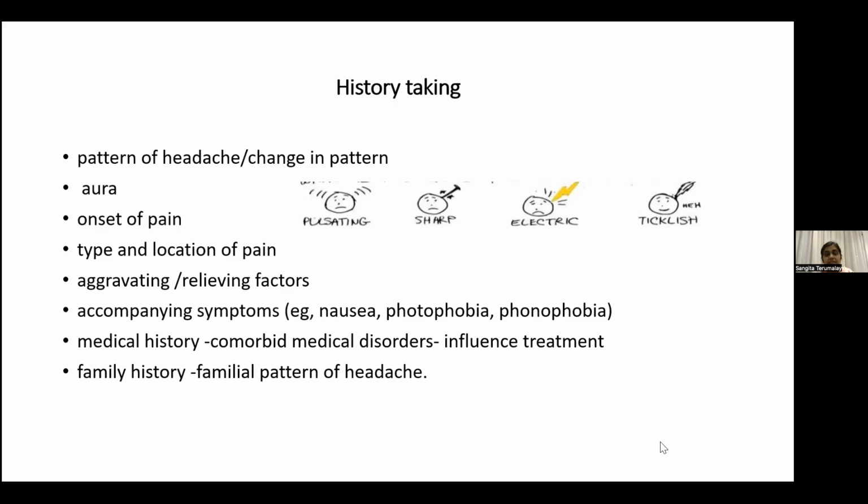Also take history of whether there's an aura, basically giving a clue when the headache is going to start, the onset of the headache, the type of the headache, the location of the headache, any factors which make the headaches worse or better, any accompanying symptoms, notably nausea, photophobia, and phonophobia, and also dig into the medical history to look for any comorbidities. This is important because it will guide us to influence treatment. Basically, it will guide us to choose the correct medicine to help the child's headaches or migraine. Very importantly, look at the family history with more detail, where there's any familial pattern of headache.